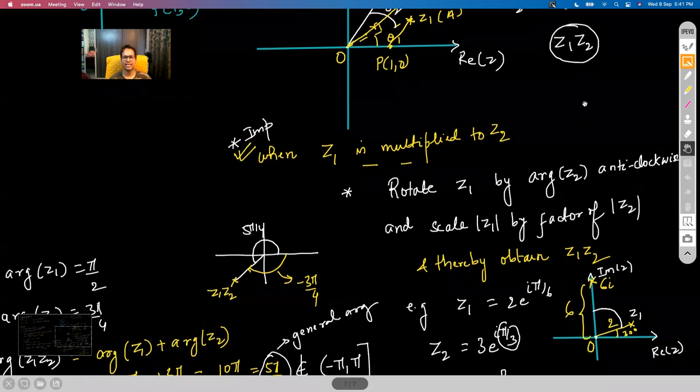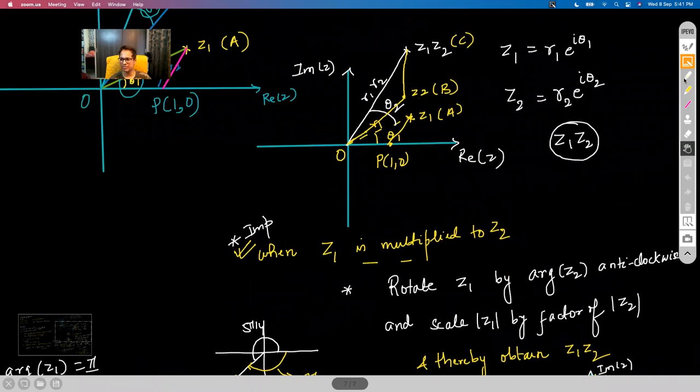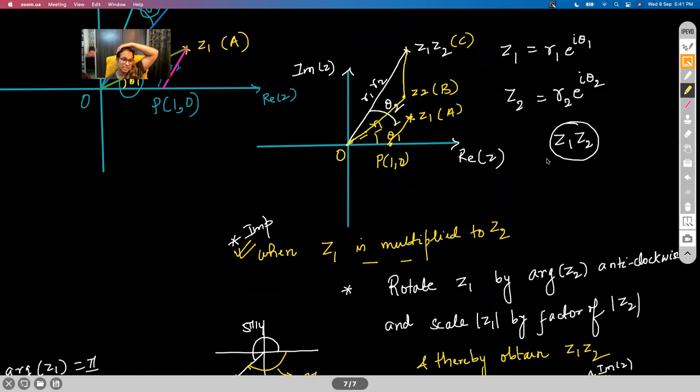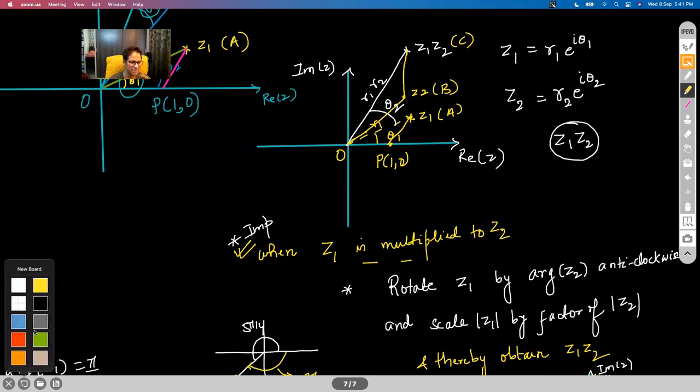So if you're done with this, can I now move on to the division of complex numbers? We have to cover division, the concept of conjugate, the concept of logarithms, and the concept of powers. Everything has to be done by today, so let's see whether we are able to complete. I'm now moving on to the next slide where I'll be talking about division of complex numbers.